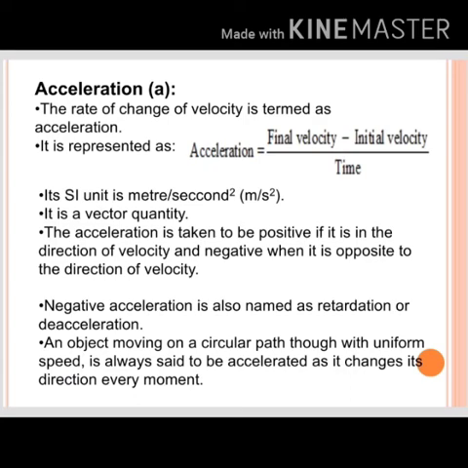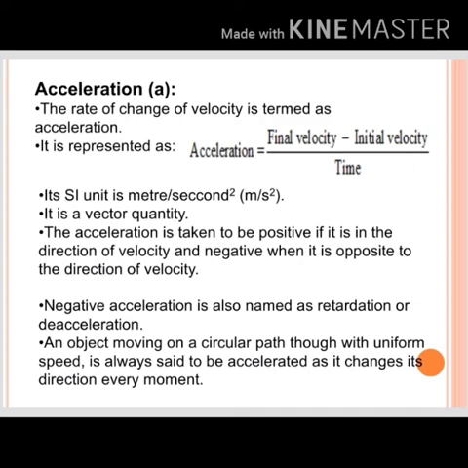If the velocity of the body changes from small u to small v in time t, then acceleration equals change in velocity upon time taken. That is, small u means initial velocity and small v means final velocity. So, acceleration equals final velocity minus initial velocity upon time taken. Acceleration is denoted by small a equals v minus u upon t. As acceleration has both magnitude and direction, it is a vector quantity. The SI unit of acceleration is meter per second square.